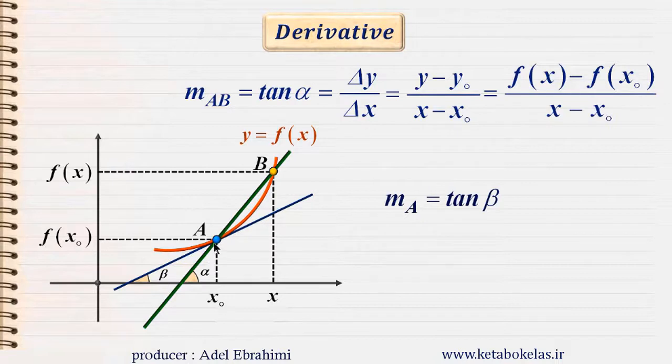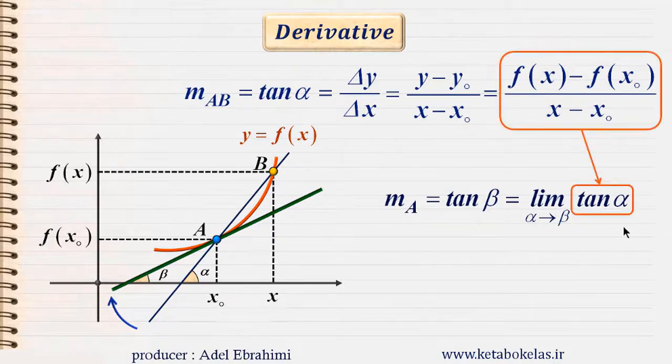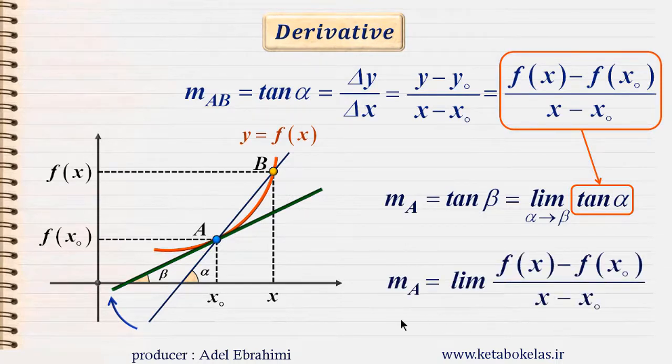If we rotate the green line around point A, what would happen? We will see point B approaching point A. So we can say tan of beta is the limit of tan of alpha when alpha approaches beta. As a result, the slope of the curve at point A is the limit of this fraction. It means we substitute this fraction for tan of alpha. It is obvious that when alpha approaches beta, x approaches x0.